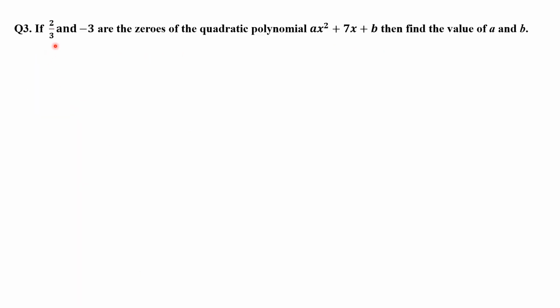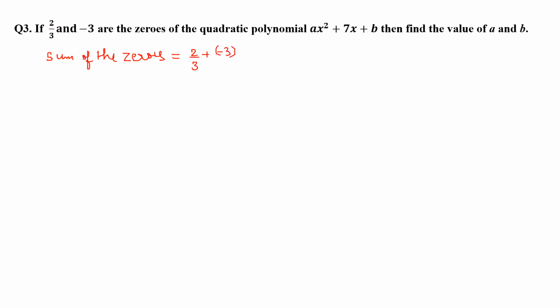Now question number 3. If 2 by 3 and minus 3 are the zeros of the quadratic polynomial ax square plus 7x plus b, then find the value of a and b. So here zeros of the polynomial are given and you have to find the value of a and b. So let's find first the sum of the zeros of the given polynomial. So sum of the zeros will be 2 by 3 plus minus 3. As zeros are 2 by 3 and minus 3, you have to just add it.